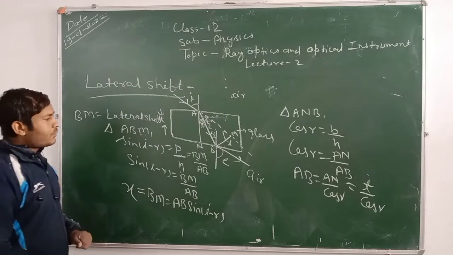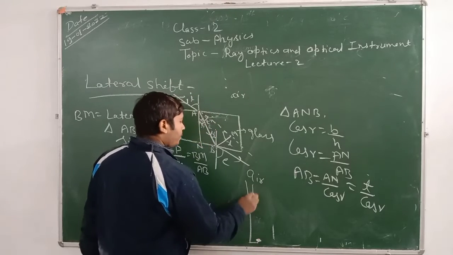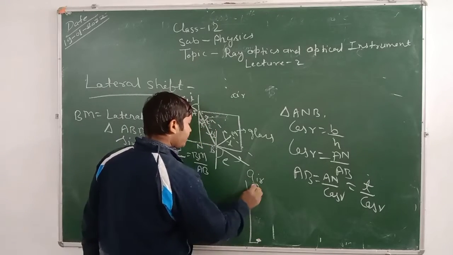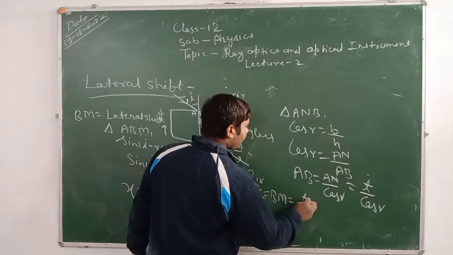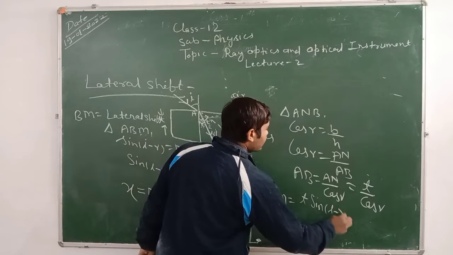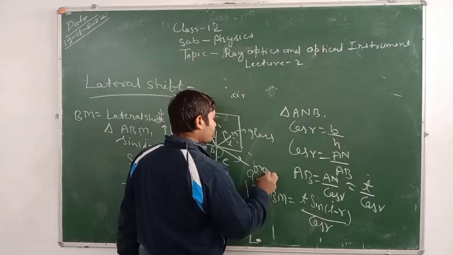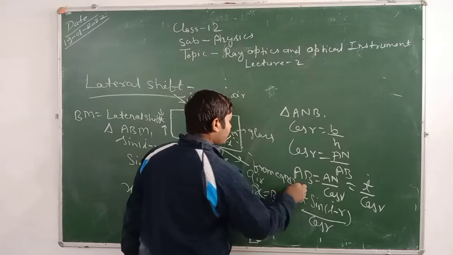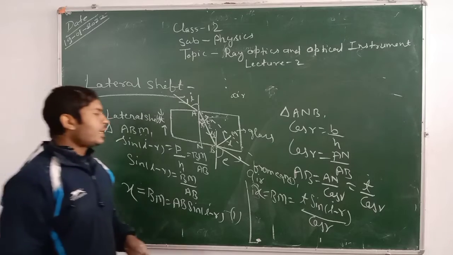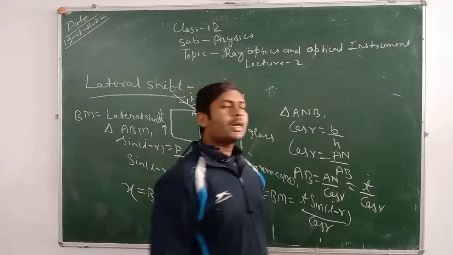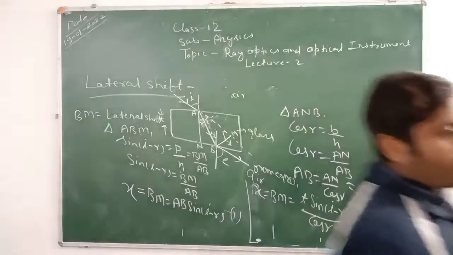Now I am putting this value of AB in equation 1. So the lateral shift, that is BM, will be equal to T sine of I minus R upon cos R, from equation 1. So this is the lateral shift, that is T sine of I minus R upon cos R. Is it clear? So write it down.